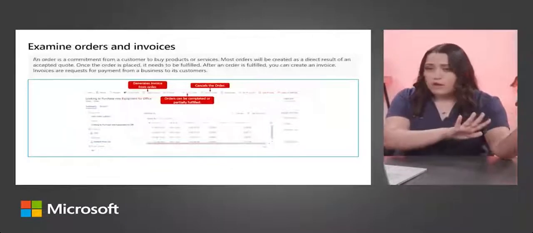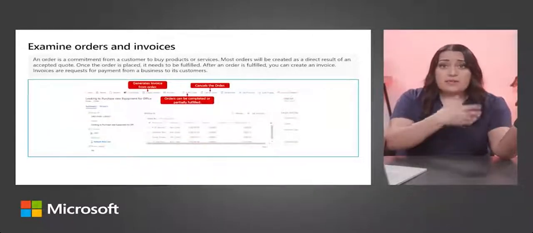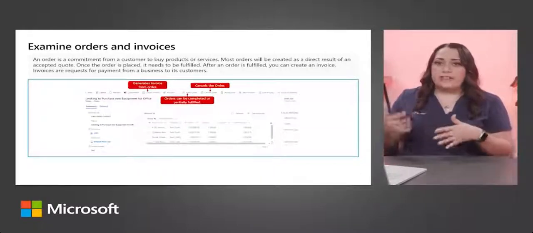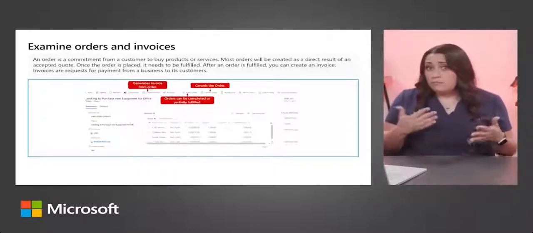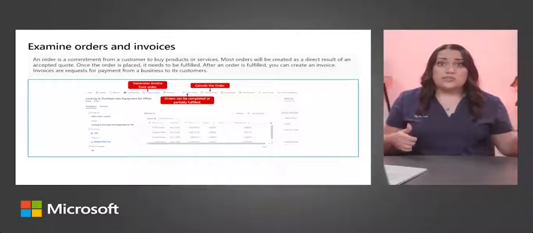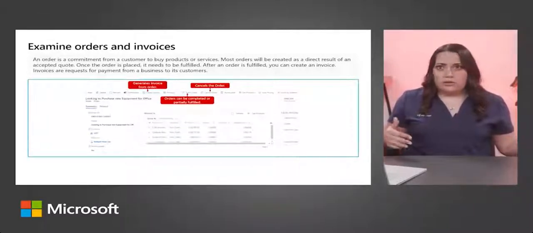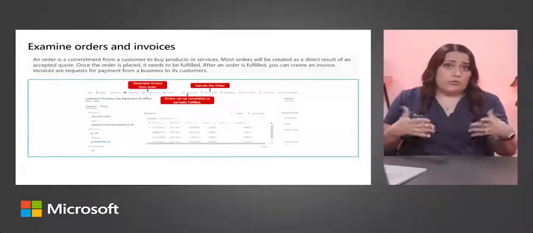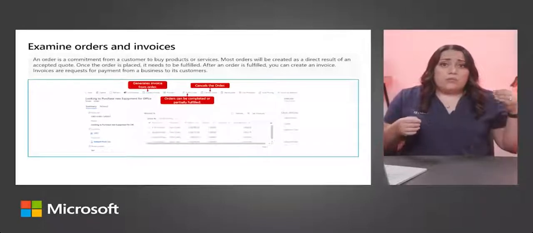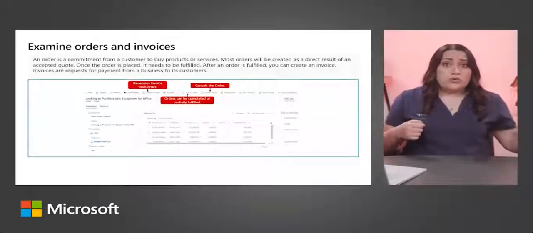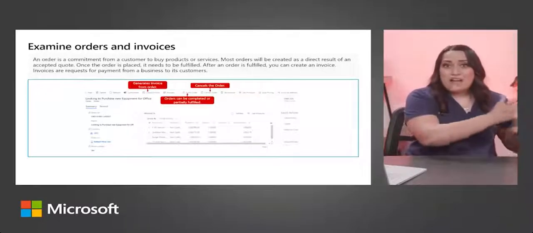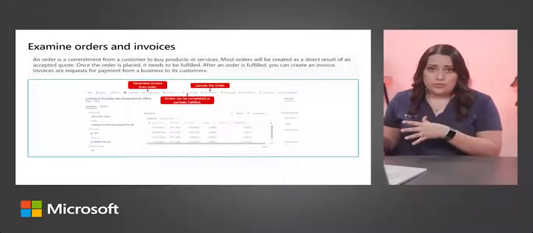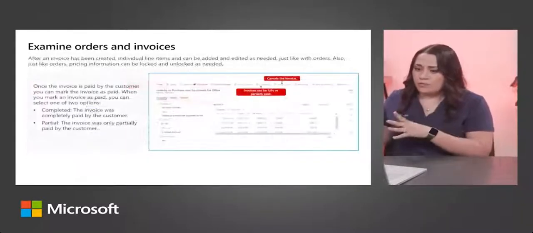So you have your customer, they've signed off on the quote, and they place an order. An order is just the commitment from a customer to buy the products or services. Most of the time, orders are going to be created as a direct result of an accepted quote. But again, you absolutely can create each of these steps on their own as well. Now, when quotes are converted to orders, all of the contents of the quote are added to the order record, and then the quote is closed. So you can kind of see how it moves along.